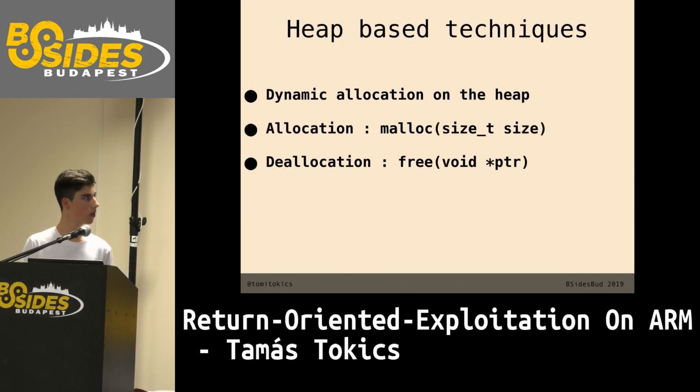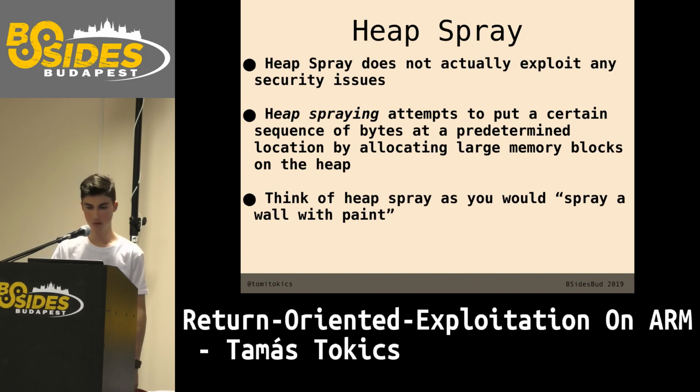So on the heap, you have basically dynamic allocation, and you can allocate by malloc and specify the size, and you can deallocate by free and specify the pointer. So the first technique is heap spray, and heap spray doesn't actually exploit any security issues, so it can't really be fixed by an update of a program. And heap spray attempts to put a certain sequence of bytes at a predetermined location by allocating large memory blocks on the heap.